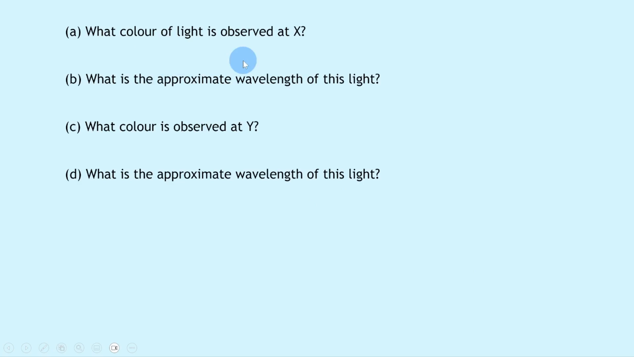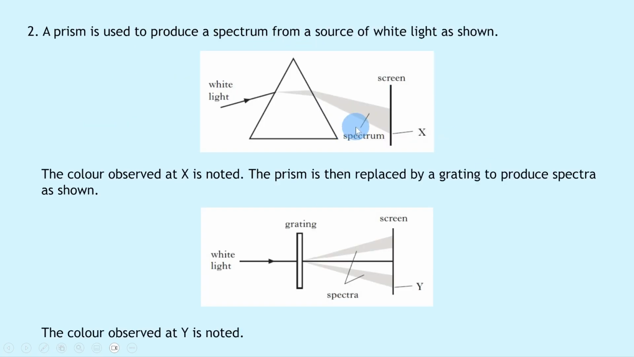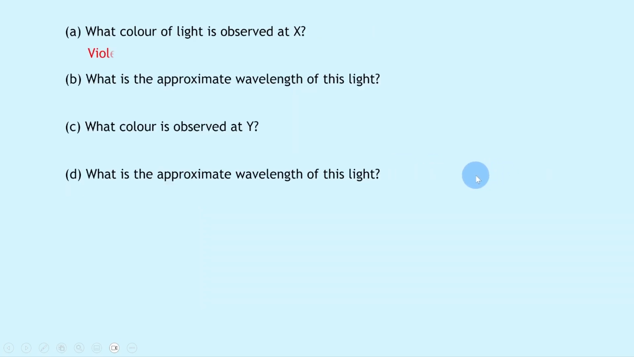Part A says what colour of light is observed at X? Well, for the case of the prism, remember we're going to get red light deviated the least and violet light the most, so X must be the colour violet. Part B says what is the approximate wavelength of this light? Well, remember violet or blue light has a wavelength of roughly 400 nanometers.